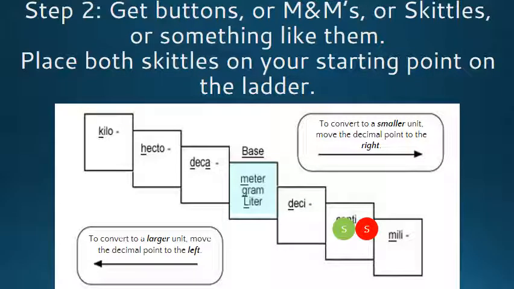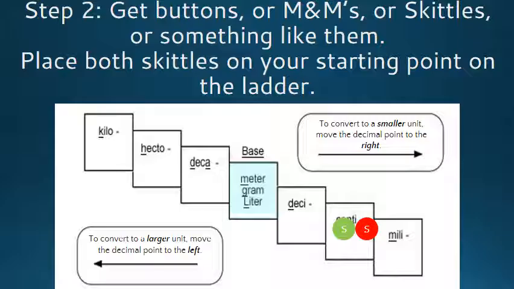So here is our metric ladder. You gotta love it. So what I want you to do to make this easy is get yourself some different colored buttons, or maybe some M&Ms if you have them, or Skittles. And if you can get a green and a red, that would be the most ideal colors to use, because green means go and red means stop, right? Or green could mean start and red could mean stop, and that's how we're going to use them today.